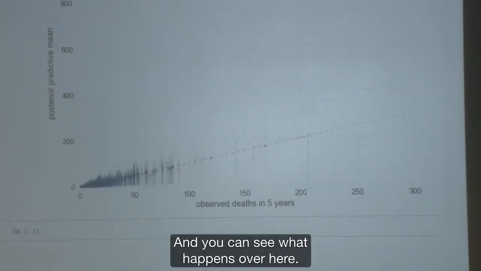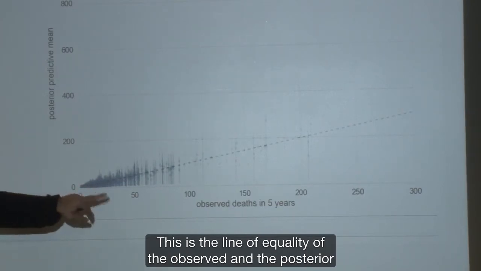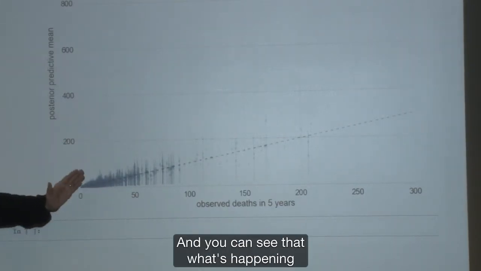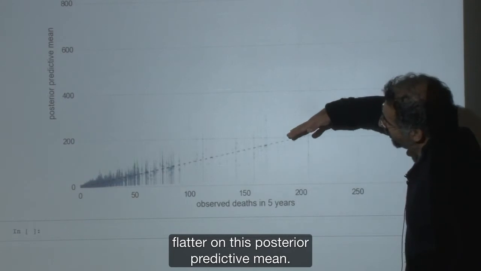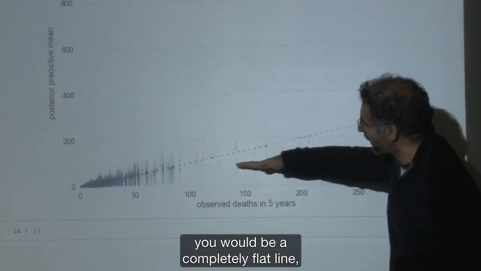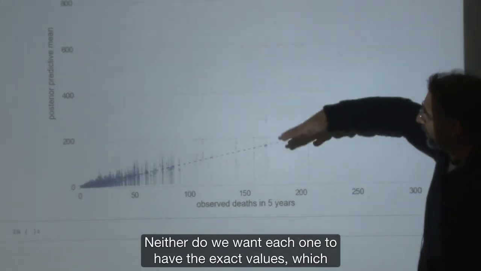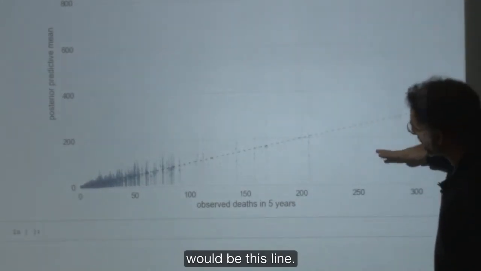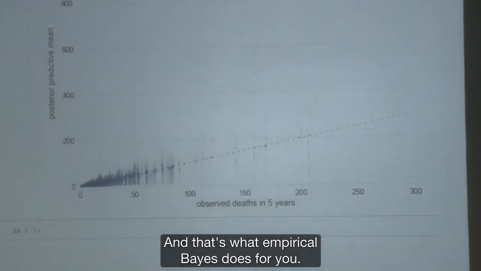And you can see what happens over here, that this is the line of equality of the observed and the posterior predictive. And you can see that there is shrinkage happening, that you are being shrunk down towards being a little bit flatter on this posterior predictive mean. Remember, if you had just one value for all the counties, it would be a completely flat line, which is not what we want. Neither do we want each one to have the exact values, which would be this line, but it gets shrunk down between those two over here. And that's what empirical Bayes does for you.